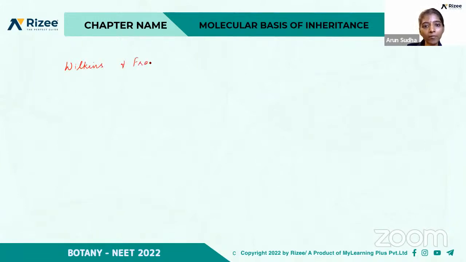So they produced the X-ray diffraction data. You have to be clear with these scientists. Frederick Miescher discovered nucleic acid, and then Watson and Crick proposed the double helical model. X-ray diffraction was by Wilkins and Franklin. So some of the common scientists' names, you have to be clear with them.